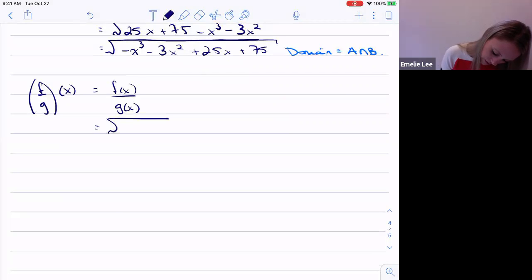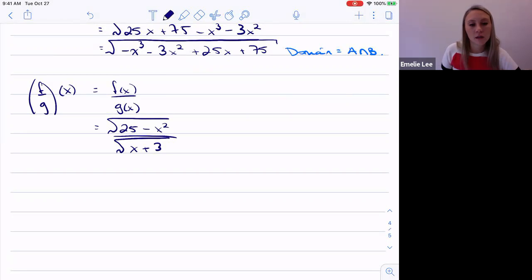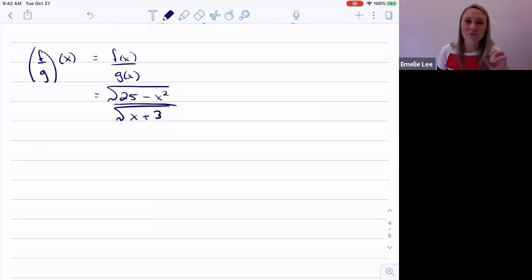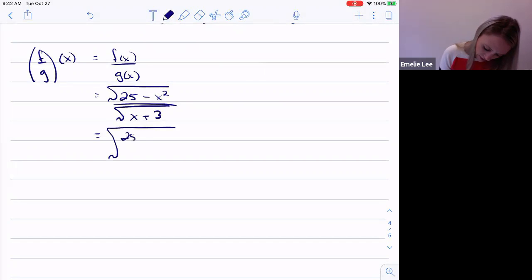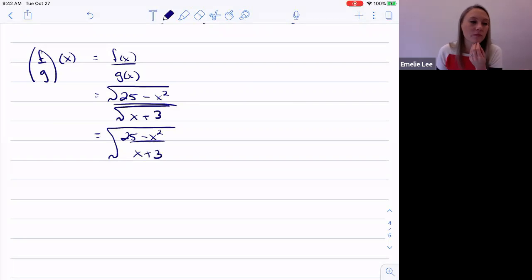So f of x was the root of 25 minus x squared over the root of x plus 3. So again, I can combine these under the square root if I wanted to, just using those exponent laws, right? So I've got the root of 25 minus x squared over x plus 3. I don't think I've got anything that I could cancel here, so I'm just going to leave it as is.